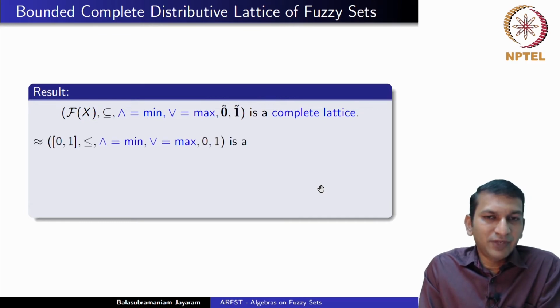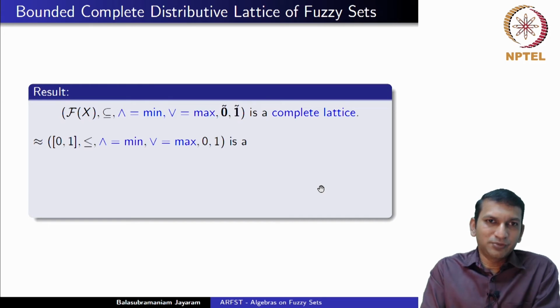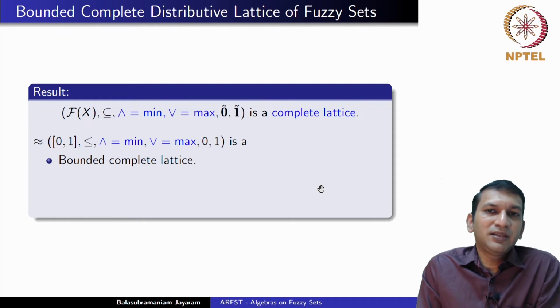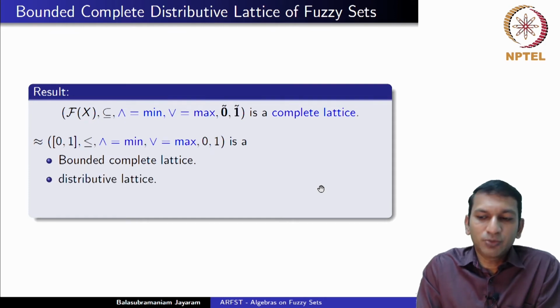Once again, we have inherited the properties from the unit interval [0,1] with the usual order, and the meet and join being given by the min and max operations on them, and 0 and 1 acting as the bounds. We've seen that this structure is a bounded complete lattice. In fact, it is also a distributive lattice.